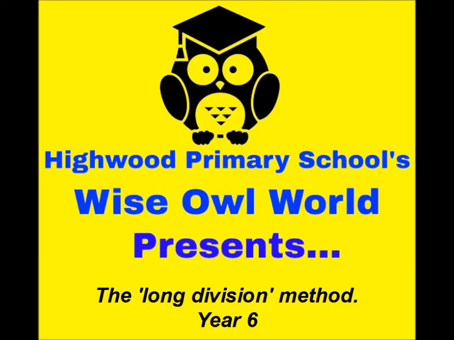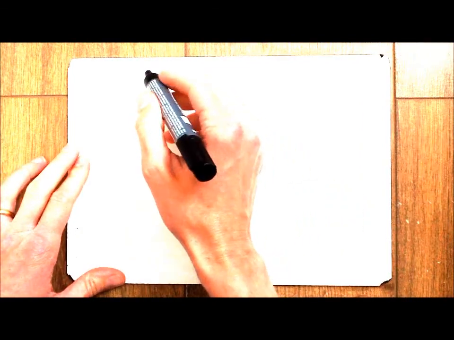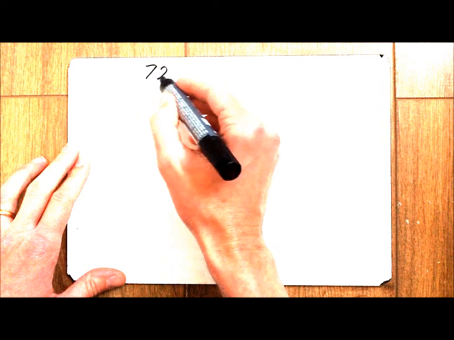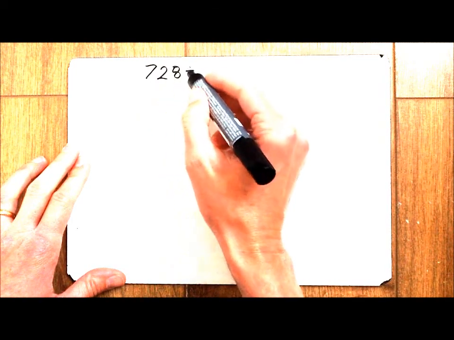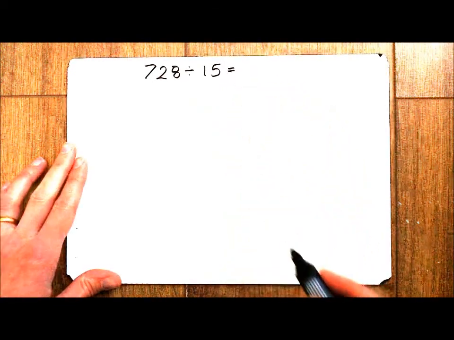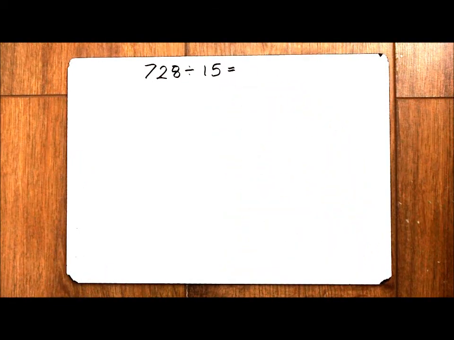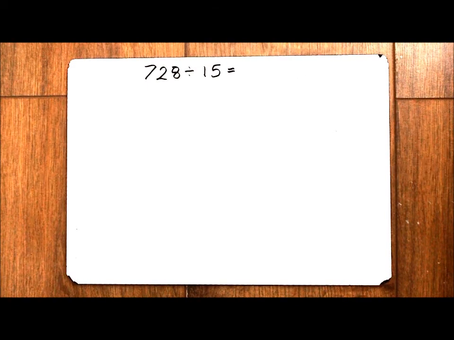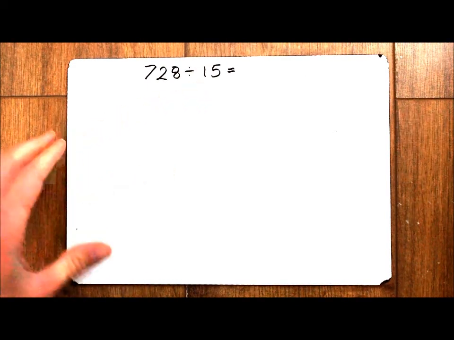Hello and welcome. In this video I'm going to show you how to do long division, which is the division method that we use in Year 6. The sum I'm going to focus on is 728 divided by 15. And I'm going to show you step by step how to get to the answer by using long division. First thing to do, top tip, is because we're dividing by 15, you're going to need to know your 15 times table.